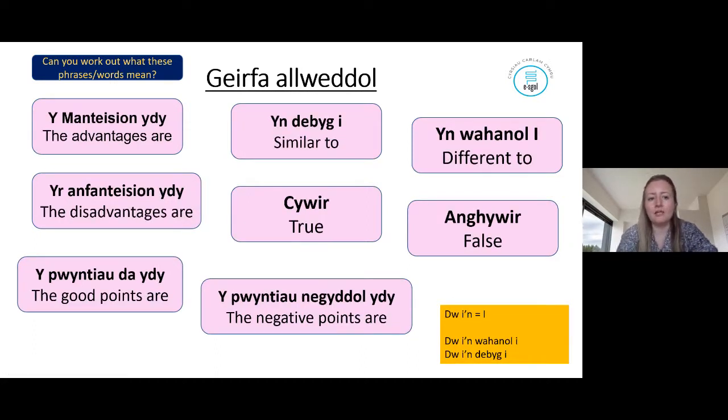So y manteision ydy, yr anfanteision ydy, y pwyntiau da ydy, yn debyg i, cywir, y pwyntiau negyddol ydy, yn wahanol i, and anghywir. And I've written down the bottom that you can put dwi'n in front of a lot of these. So dwi'n debyg i, I am similar to. Dwi'n wahanol i, I am different to.